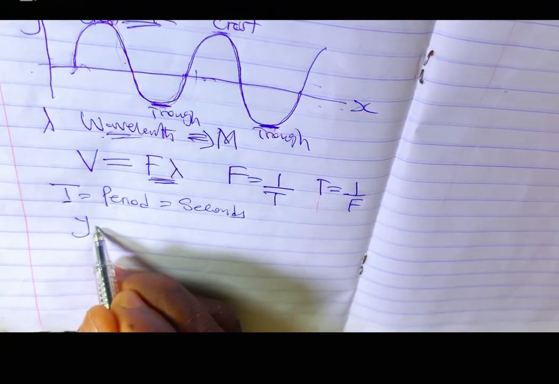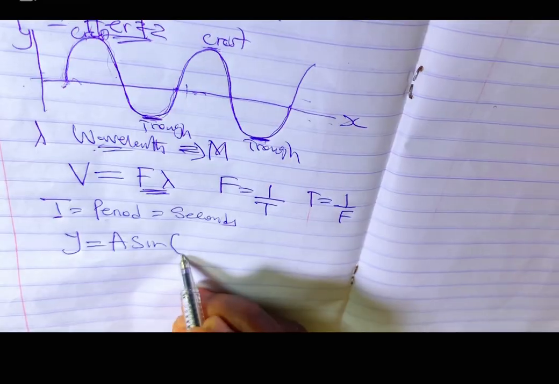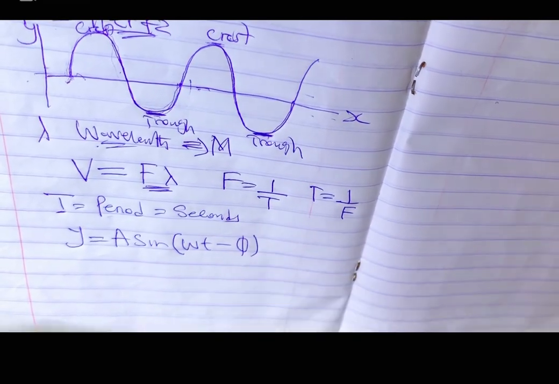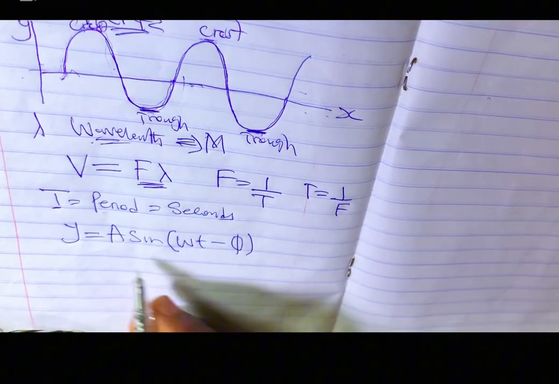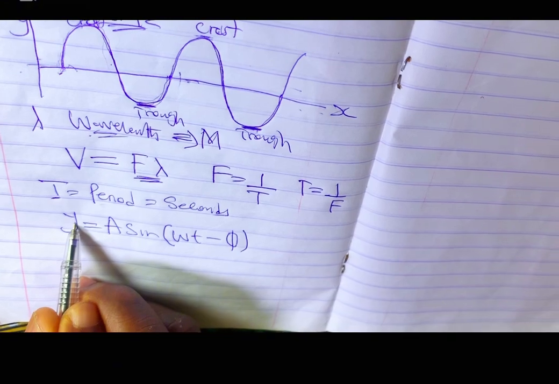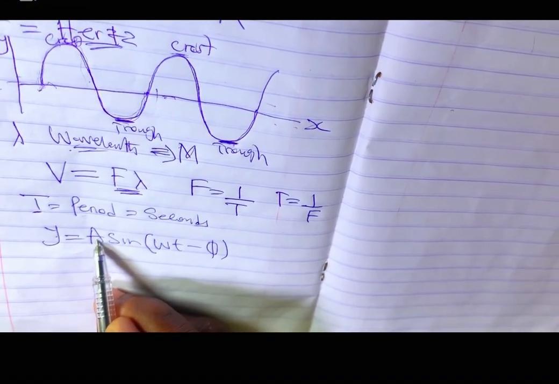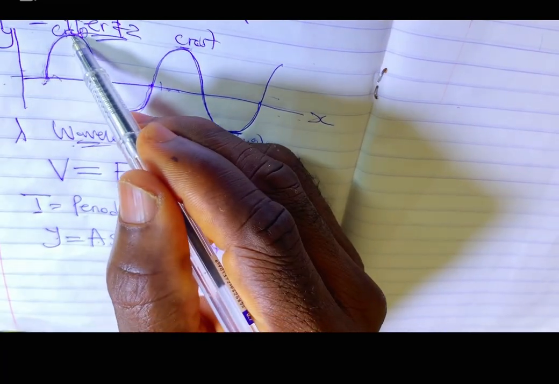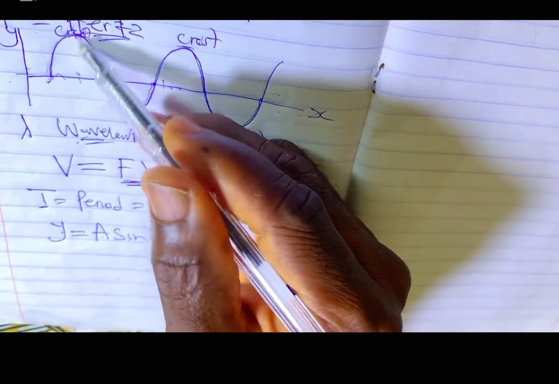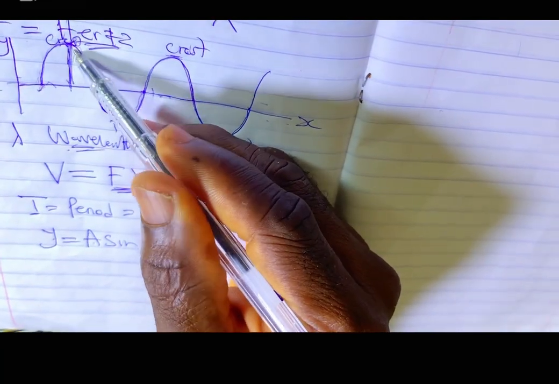So the equation is y equals A sine, open brackets, wt minus the phase angle, close bracket, where my y represents displacement, usually the vertical displacement, and then my A represents the amplitude. Amplitude talks about the maximum distance attained by the wave motion. That is from here to here is the maximum distance. So this is my amplitude.